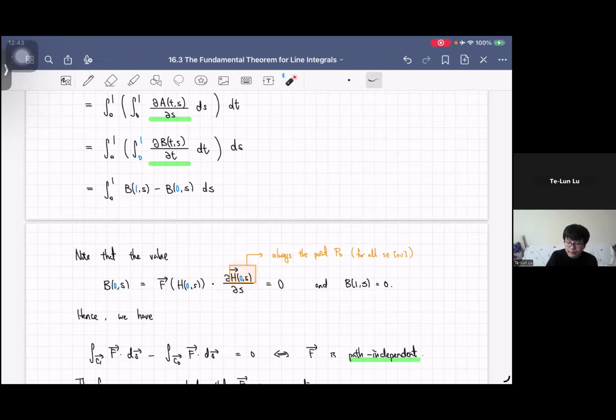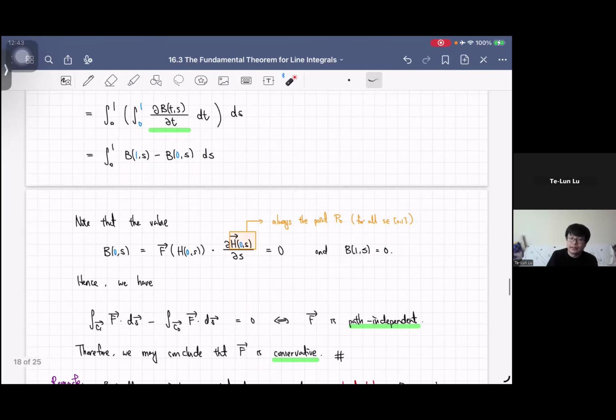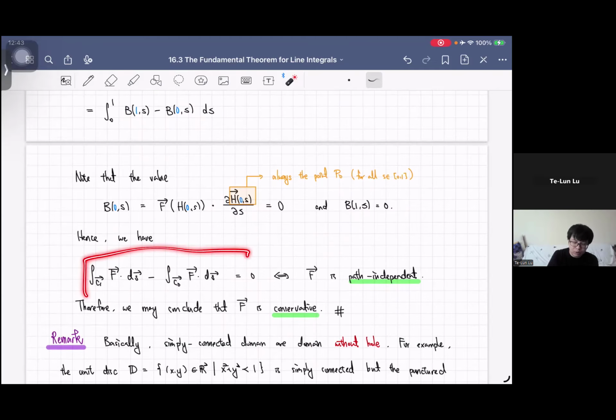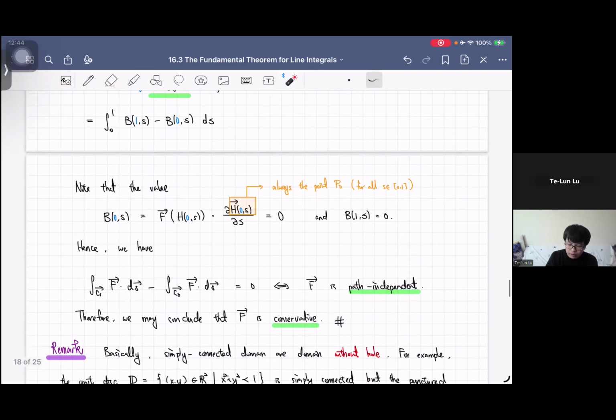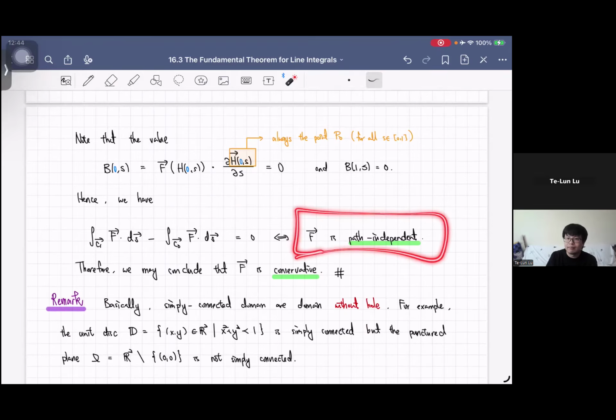And similarly, B(1,s) has this term, but this term always represents the endpoint, P1. So you again have the same thing, and this will be a zero vector. So B(1,s) will still be a zero function. So both of these are 0 for every s, making this difference 0. So we see that based on the simply connected assumption, these two line integrals will always be the same, provided you have that nice formula, Py equals Qx. So at the end of the day, what we have concluded is that f is path independent.